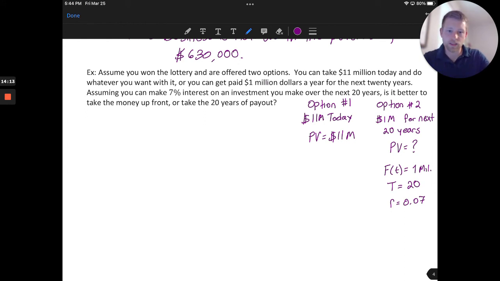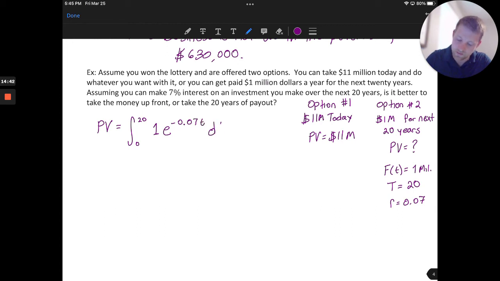So let's go ahead and set up our present value equation. So this would be the present value of my integral from 0 to 20 of, well, $1 million is our income stream, and we'll just do this in millions of dollars for ease of use here. And we want to multiply that by e raised to the rate negative 0.07 times t dt. That's our expression.